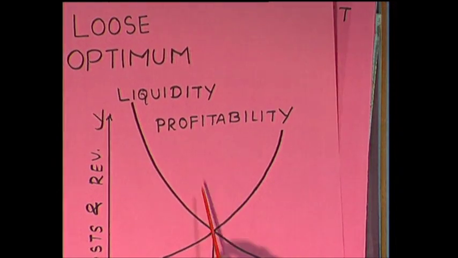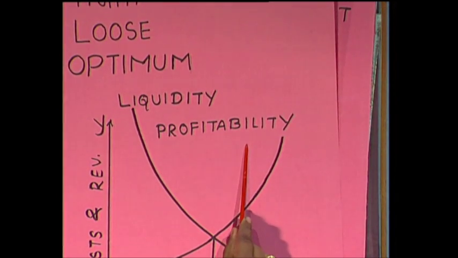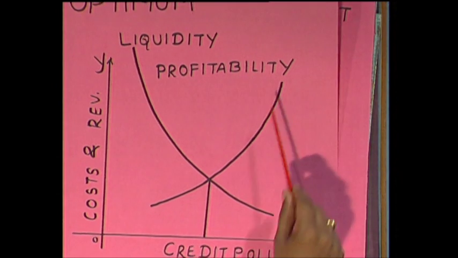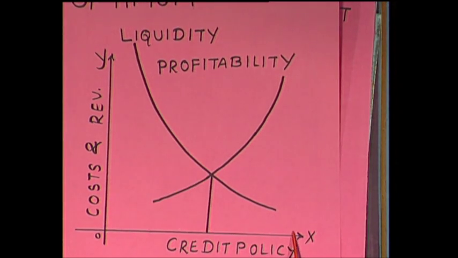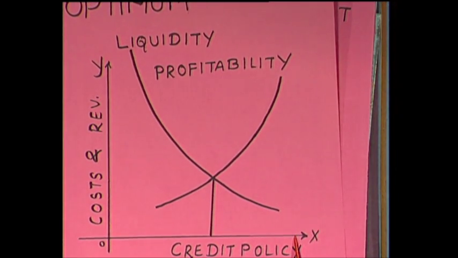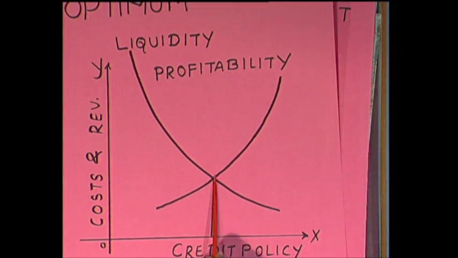Optimum policy is a trade-off between liquidity and profitability. When you are selling goods on credit basis, your profits will increase because sales are increasing. But what happens to the liquidity? Liquidity comes down because amount is blocked in the form of receivables, in the form of debtors. The intersection of these two curves, profitability and liquidity curve, will determine the optimum credit policy.